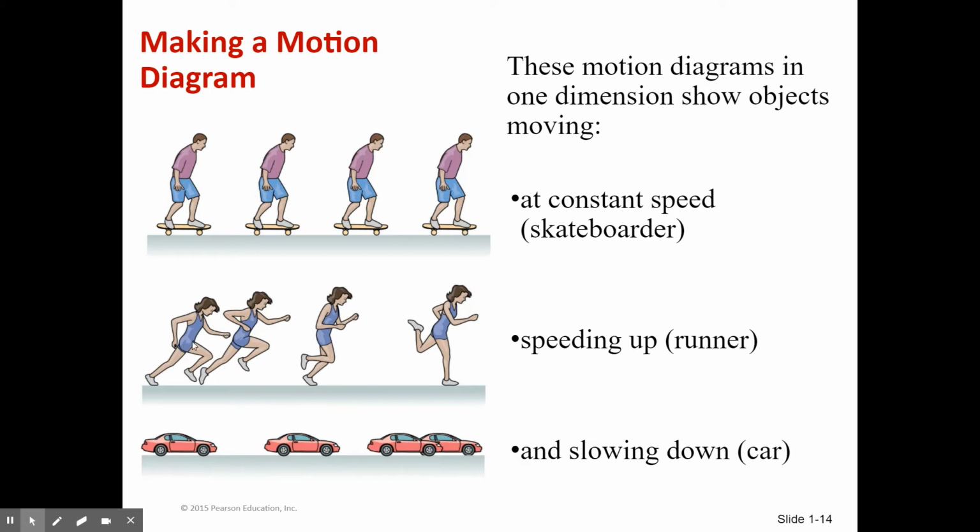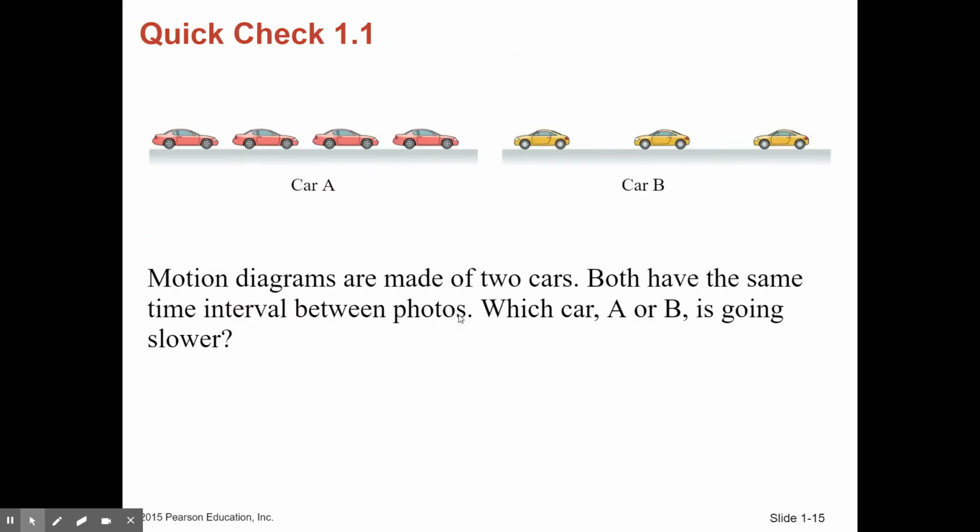Here you can see that she's closer together here. If this is 1 second here, then 1 second between these two images, then 1 second between these two images, you can see that her distance is getting further apart, which means that she's speeding up. And then for the car, it's just the opposite. The distance between the two cars is greater, and as the time goes on, they get closer together. That means the car is slowing down. So if you were to do a motion diagram for these, you would just put dots at the center of mass of each one, and you can analyze the motion that way.